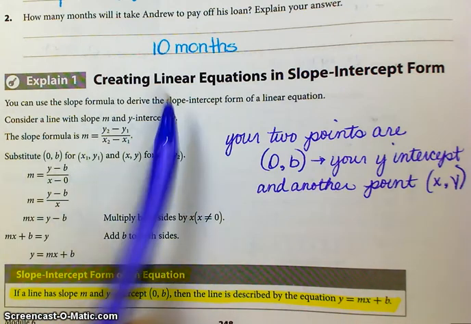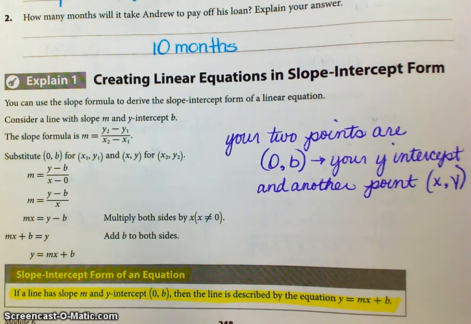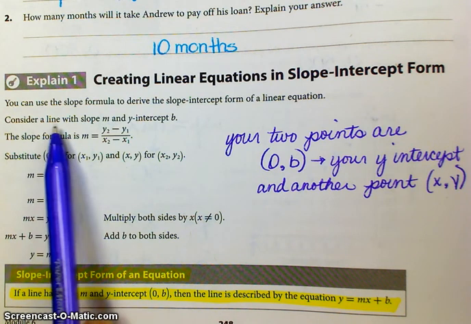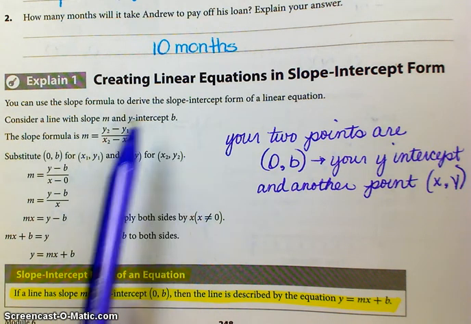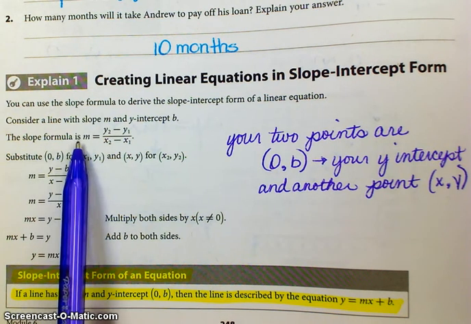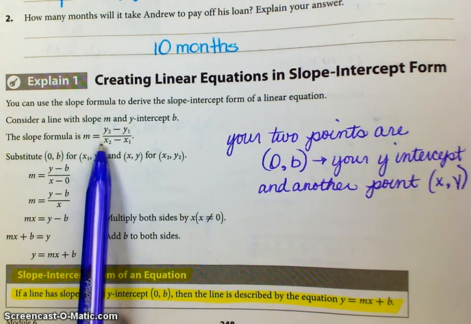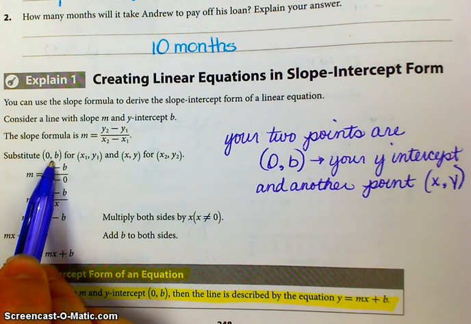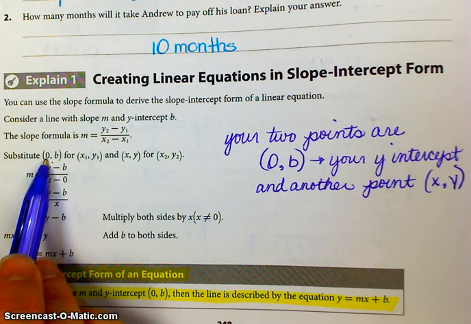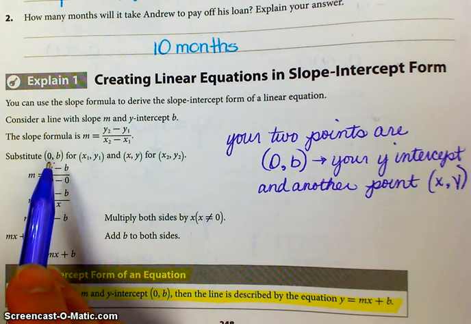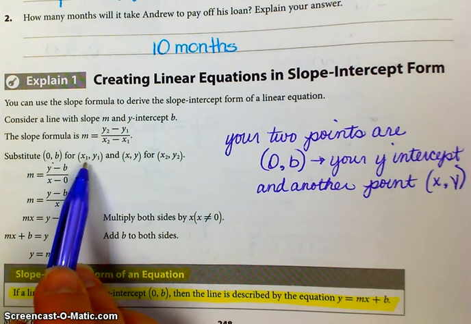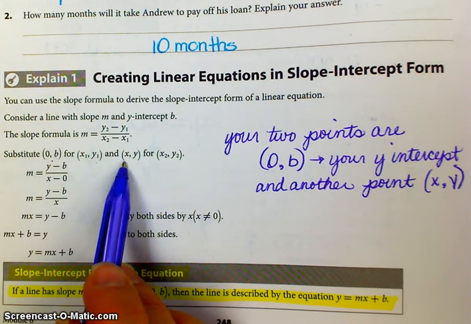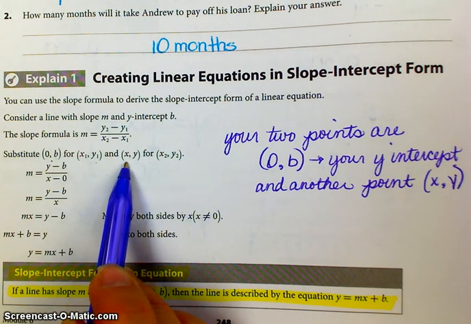Okay, this explanation down here is sort of a proof of why slope-intercept form is in the format that it is. If you consider a line with a slope m and a y-intercept b, and the slope formula, remember, is y2 minus y1 over x2 minus x1, well, the y-intercept would be the point 0, comma, whatever y value the y-intercept is. You could use that for your first set of points.